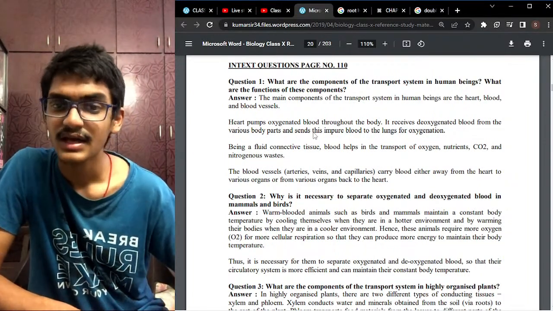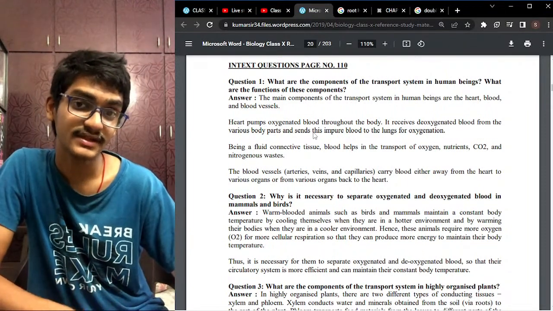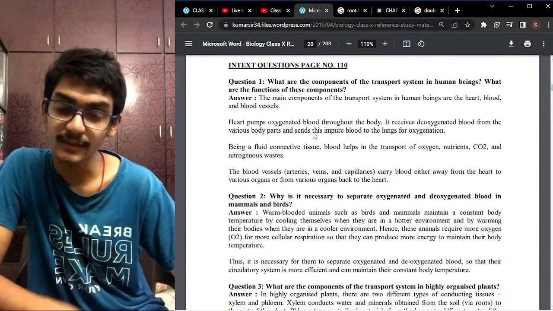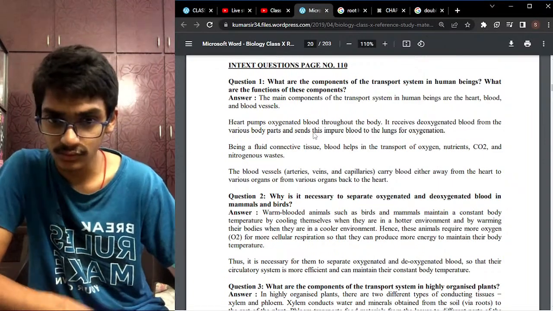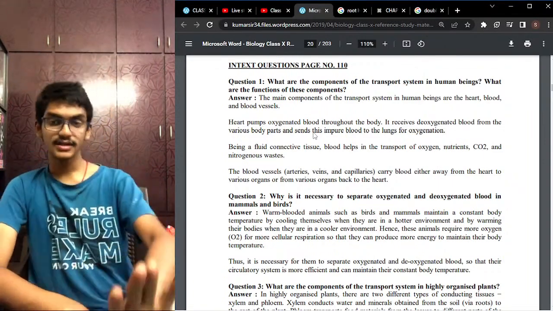Any 1 point. Then the different functions of blood vessels. Blood vessels are nothing but arteries, veins, and capillaries. They help in the transportation of the blood to different parts of the body, and from the different parts of the body to the heart. That is performed by arteries, veins, and capillaries. So these are the 3 things that you can mention.